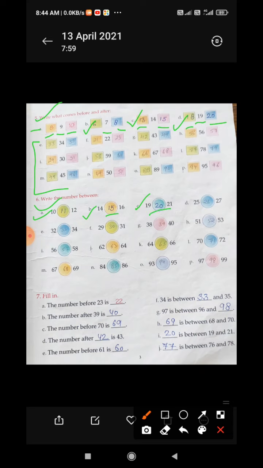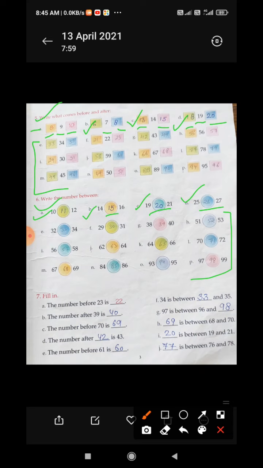Right, here 20. Now D part, 25 and 27 is written. What number will come in between here? 26. Like this you do this one also yourself in books.